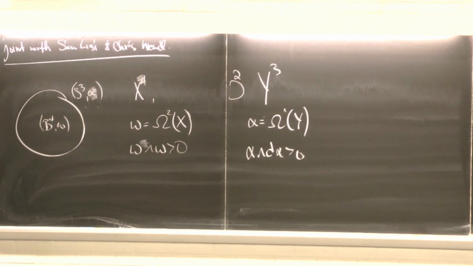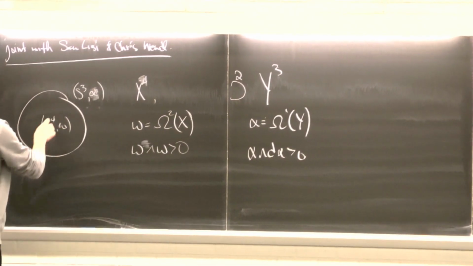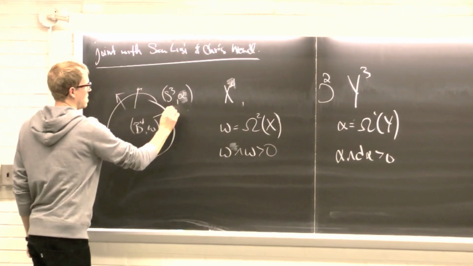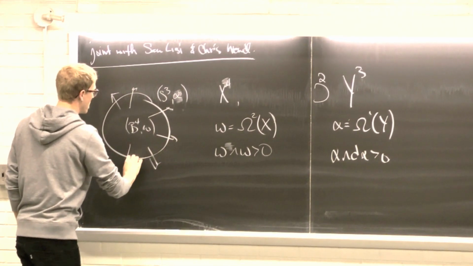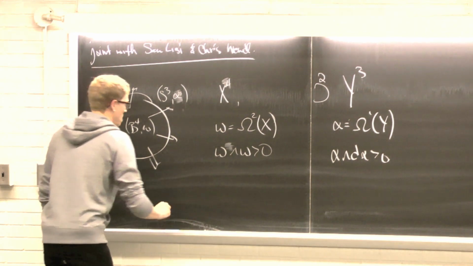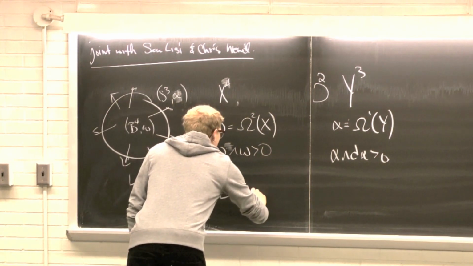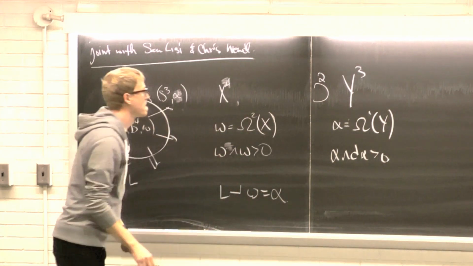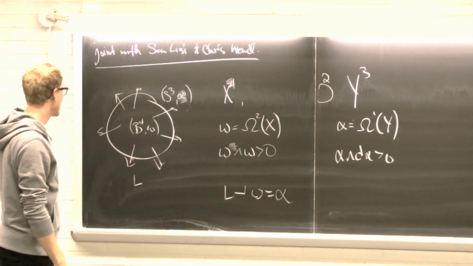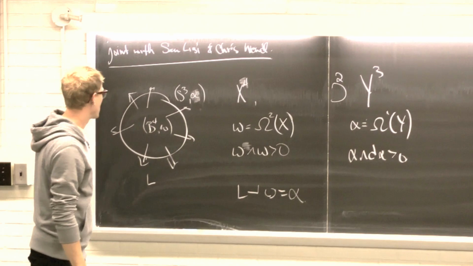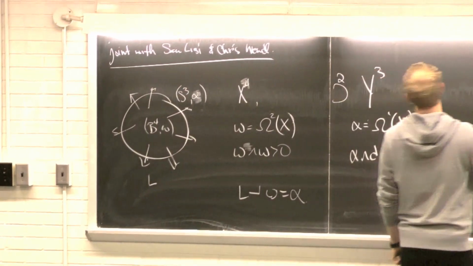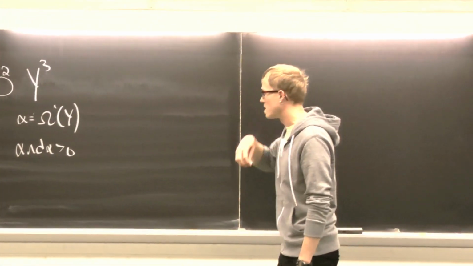And we want these guys to match nicely. For that, I want a vector field L that's pointing out everywhere, so that if I contract L into omega, I get alpha. Okay, so this is the setup, and this is the kind of picture I want to understand here.